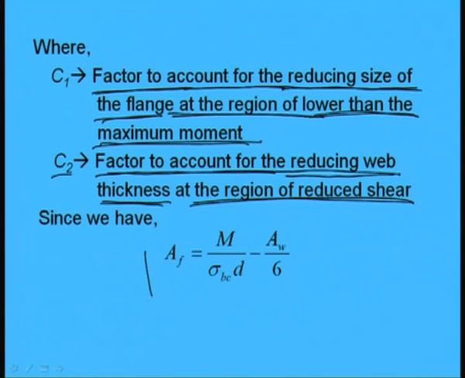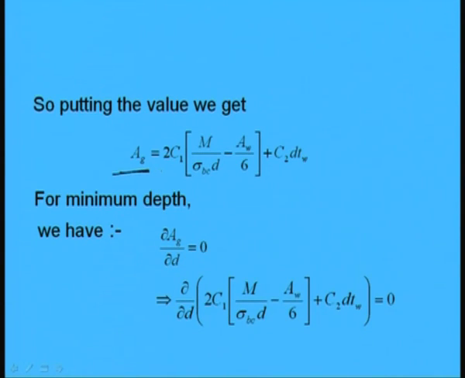And as we know, AF is M by sigma BC or sigma BT, or sigma B for a laterally restrained beam. We can write AF is equal to M by sigma BC or sigma B into (D minus TW by 6). So, from this we can find out AG. The value of AG will become 2 C1 into this AF plus C2 into D into TW, right. So, AG we can find out.